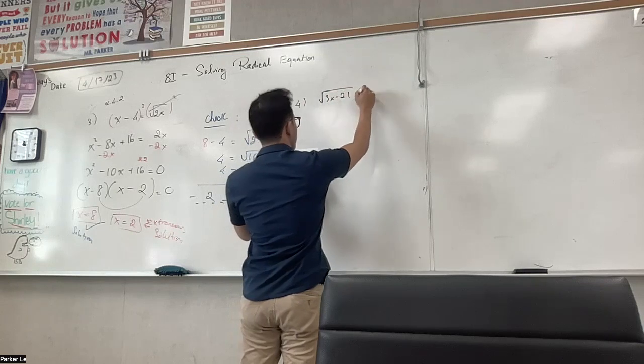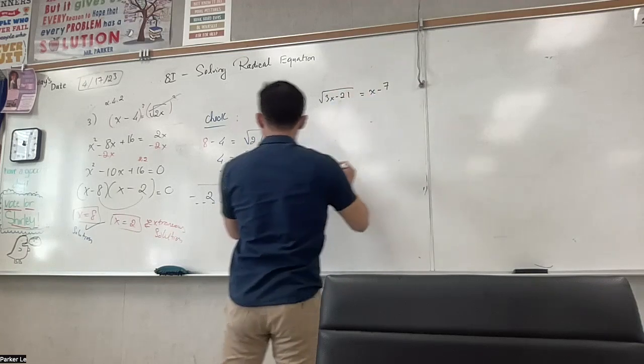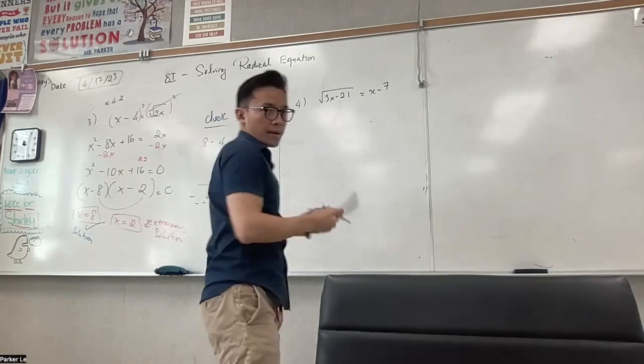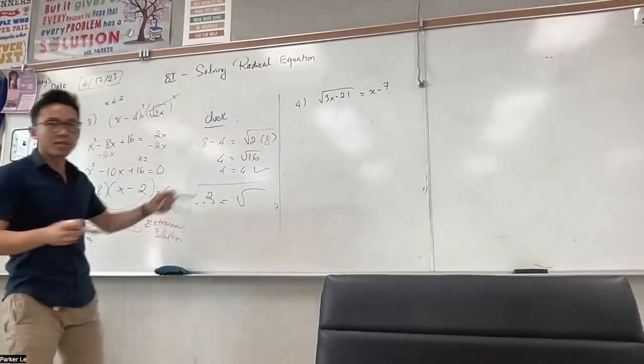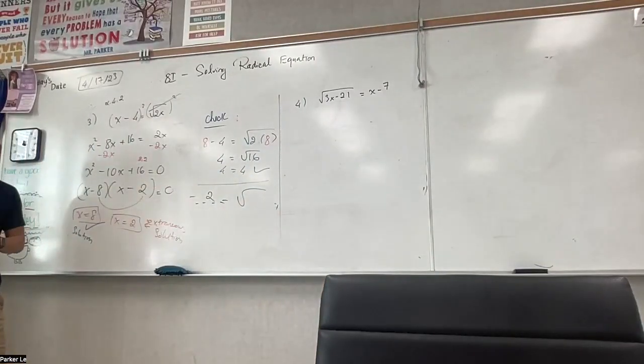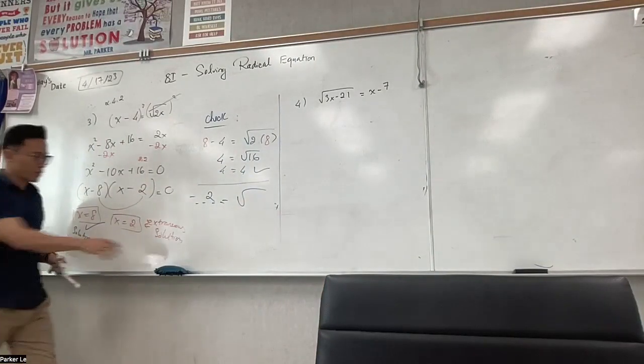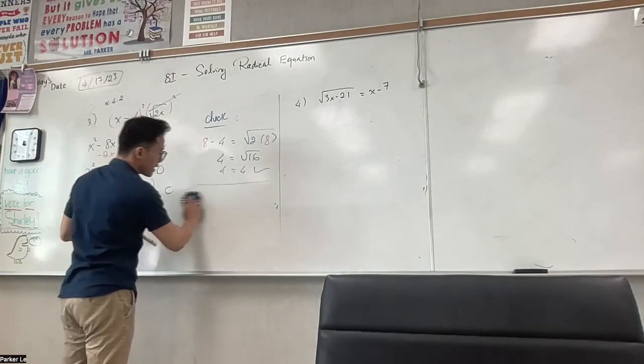3x minus 21 equal to x minus 7. All right. Any questions so far for this? Did you write a note for that? Sure, sure. So let's plug it in.